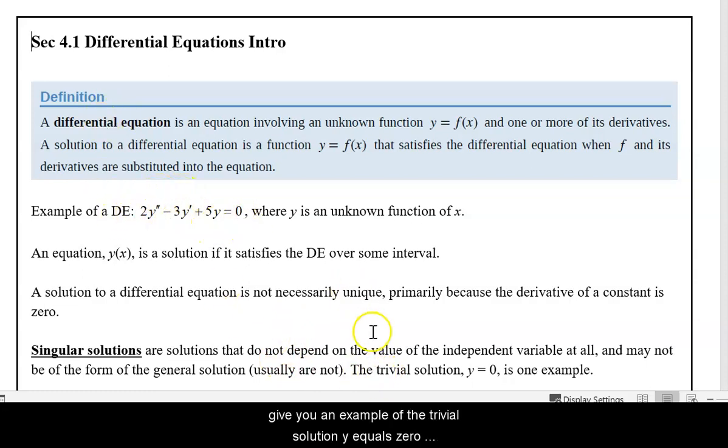Now, let me give you an example. The trivial solution, y equals 0, is one example. So if we're looking at this right here, and I were saying, okay, well, let's just do the x-axis, right? y equals 0. What could be simpler?